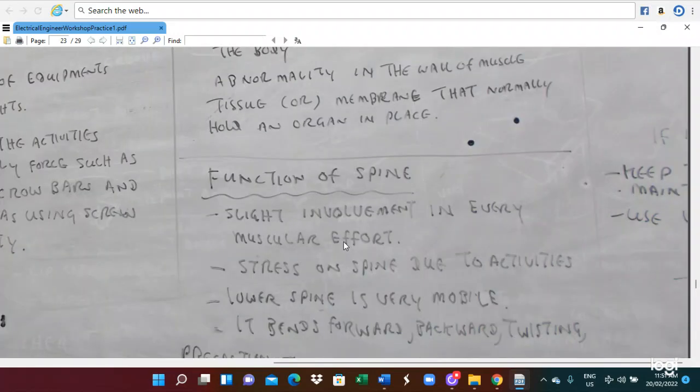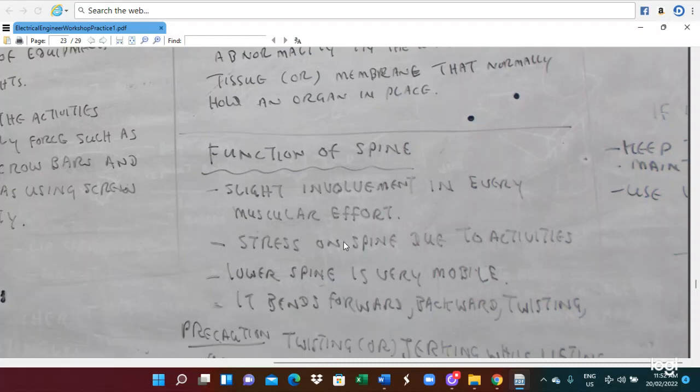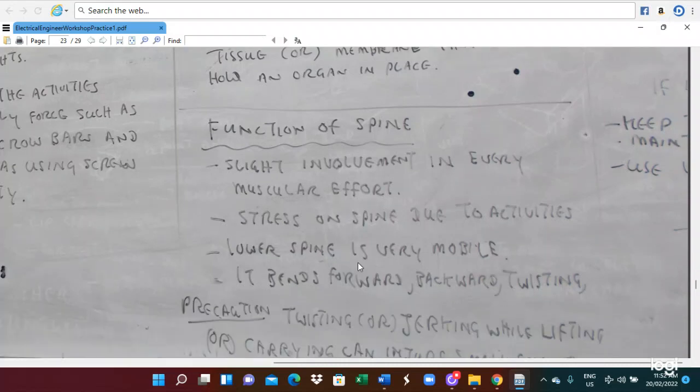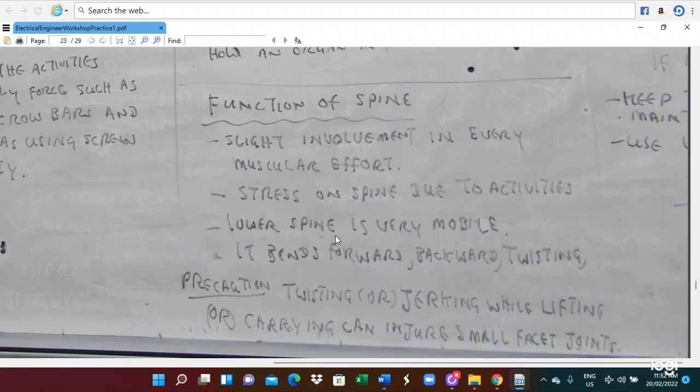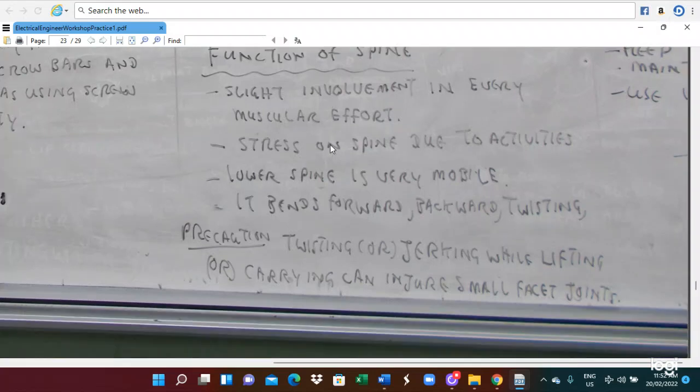The function of the spine is very important because of this. There is some involvement of every muscle, so if you are moving any part of the body, it can impact your spine. Regarding the stress on the spine due to activity, the lower spine is very mobile; it bends forward and backward, and twisting can happen. Therefore, twisting or jerking while lifting or carrying can injure the small facet joints in your spine.